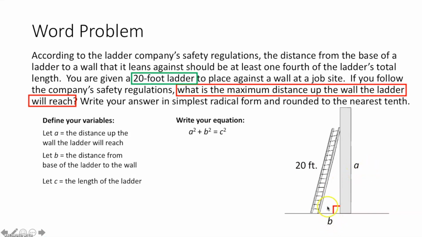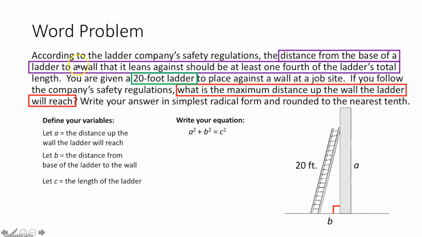How do we figure out what B is? In the problem, it says the distance from the base of the ladder to the wall that it leans against should be at least 1/4 of the ladder's total length. So B is the distance between the base of the ladder and the wall, and that distance needs to be 1/4 of the ladder's total length. The ladder's total length is 20, and 1/4 of 20 is the same as 20 divided by 4, which is 5 feet. So B is 5 feet.